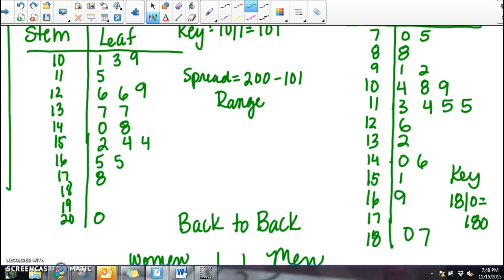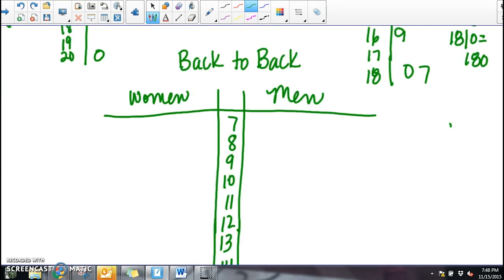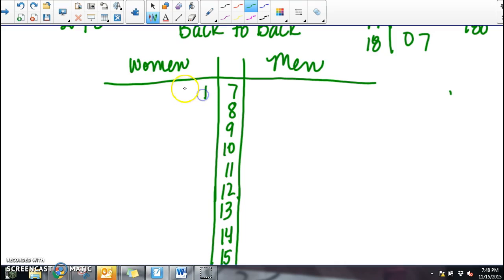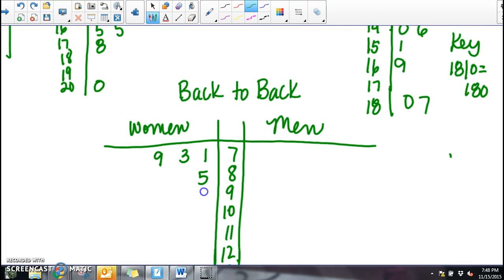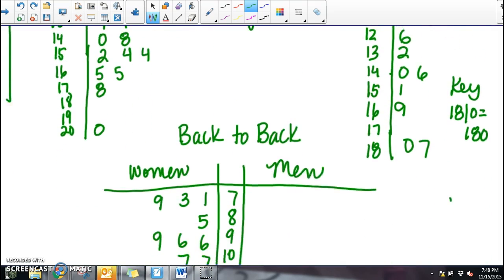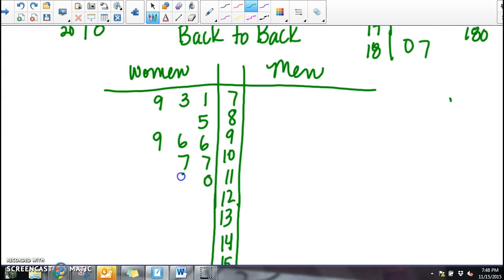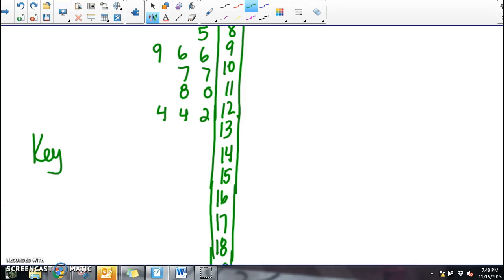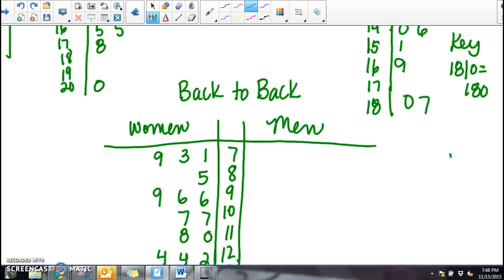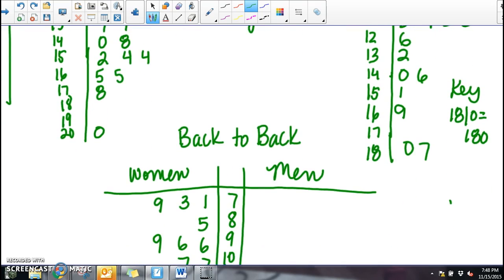So what you would do is have them back-to-back. For women, we would kind of just turn around. So we do 1, 3, 9, and we would do 5. And then we would do 6, 6, 9, 7, 7. Then 0, 8, 2, 4, 4. And you can kind of see. And you would put your key over here again. And then for men, I'm going to run out of time here.